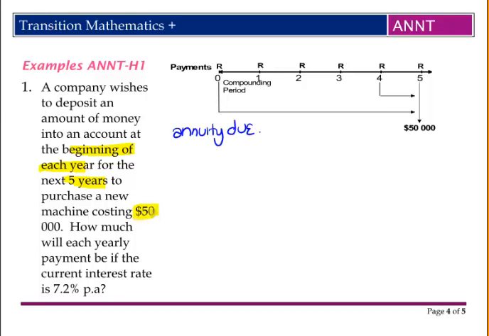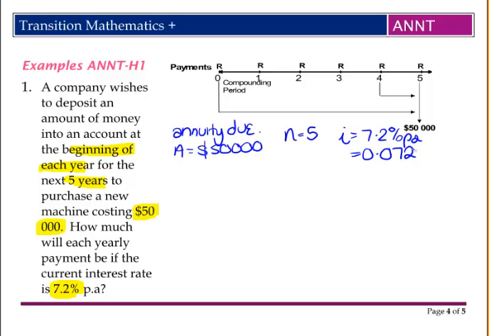Now, the new machine is going to cost $50,000. How much will each yearly payment be if the current interest rate is 7.2% per annum? So our amount is $50,000. Our N is going to be 5, since it's yearly for 5 years, and our interest rate is just 7.2% per annum. We don't need to change it, so that's 0.072, because we are making the payments per year.